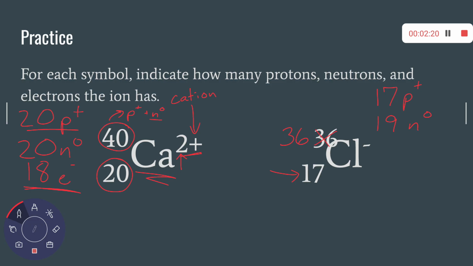Now we're going to look at our charge. We know, of course, that this is an anion because it has a negative charge. If this were neutral, we would have 17 electrons. But we know we have an excess of negative charge, so we should have more electrons than protons. How many more? If there is no number, the 1 is implied. This means we have 1 more negative charge than positive charge. 17 plus 1 is going to give me 18 electrons.